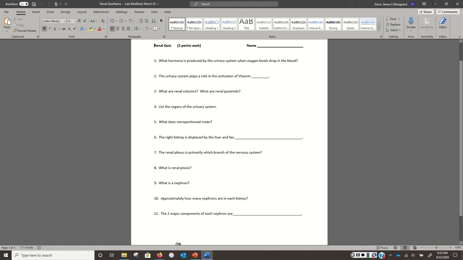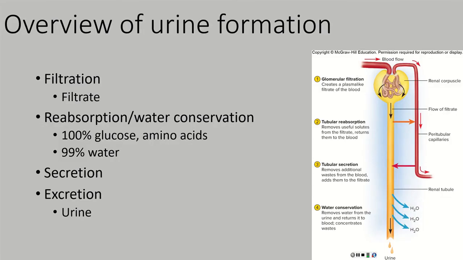All right, so let's move back to our lecture PowerPoint. Again, it's going to be very brief. It's just going to be an introduction to how the kidneys function and the first step of urine formation.